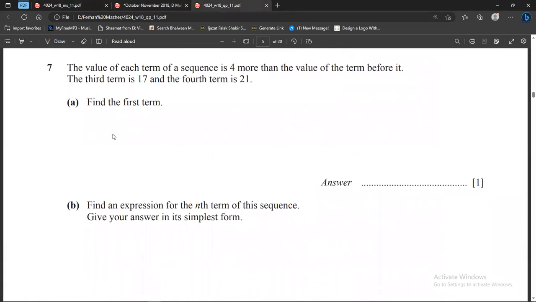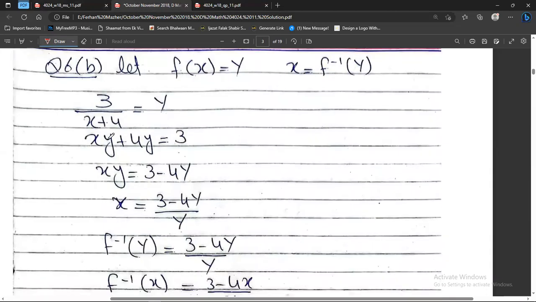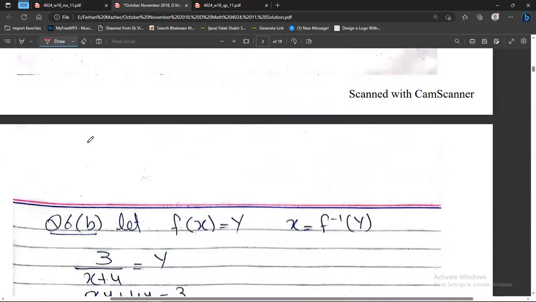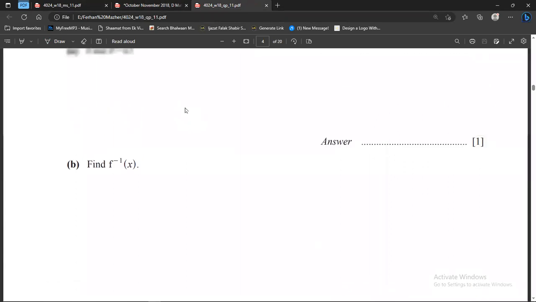Question number 7. The value of each term of a sequence is 4 more than the value of the term before it. The third term is 17 and the fourth term is 21. Find the first term. So here, by adding 4, you are getting the next term. So, sorry, I think I have missed some. Oh yeah, I have missed this part.